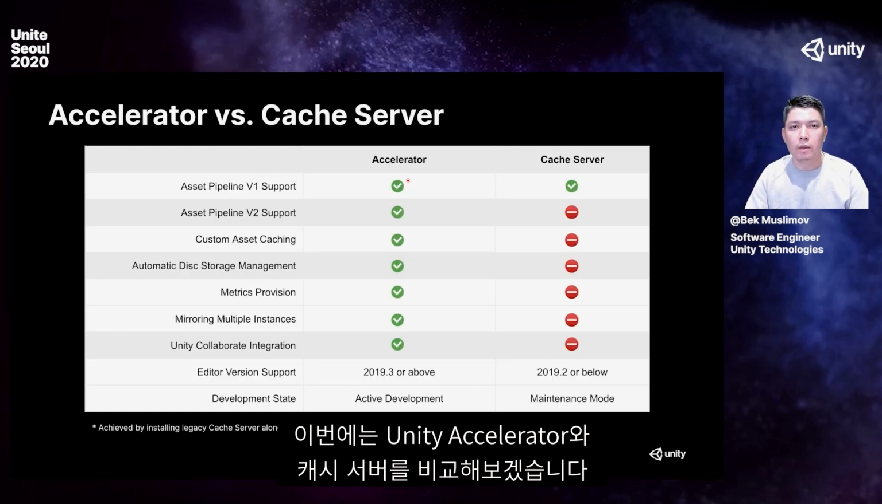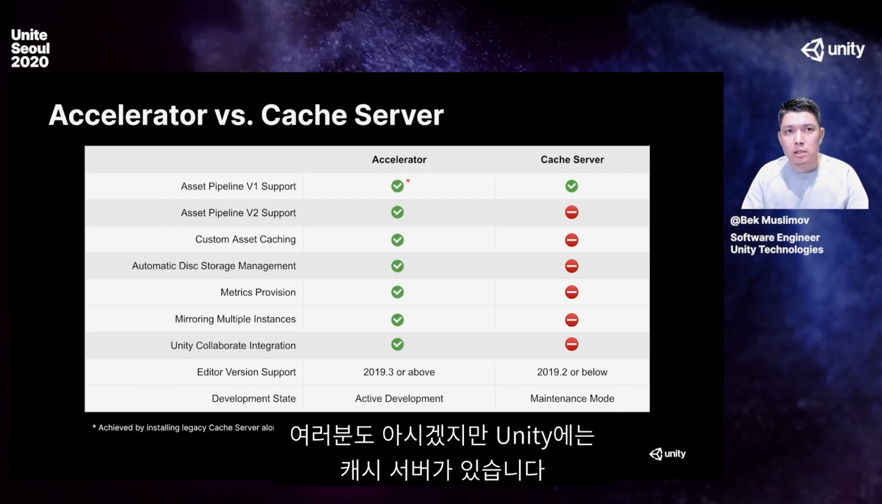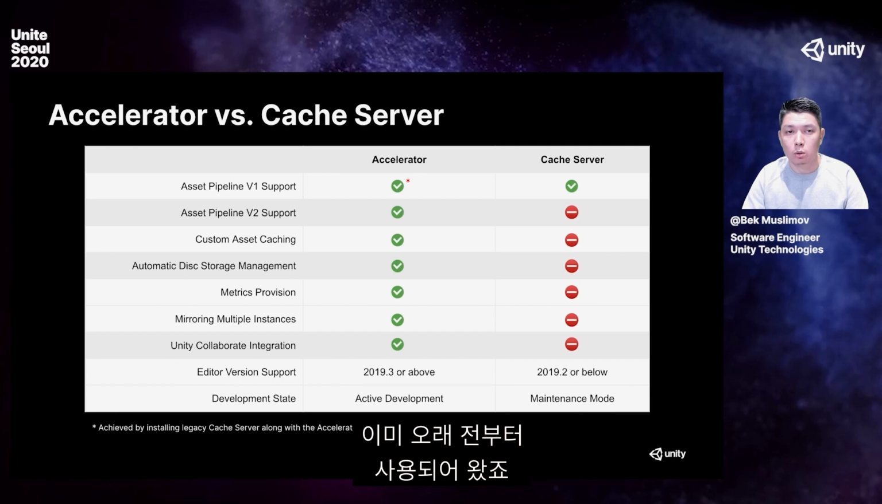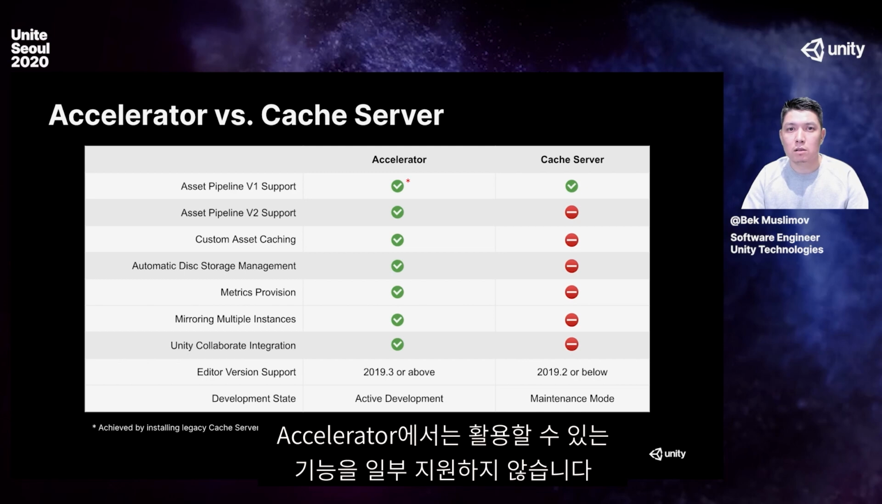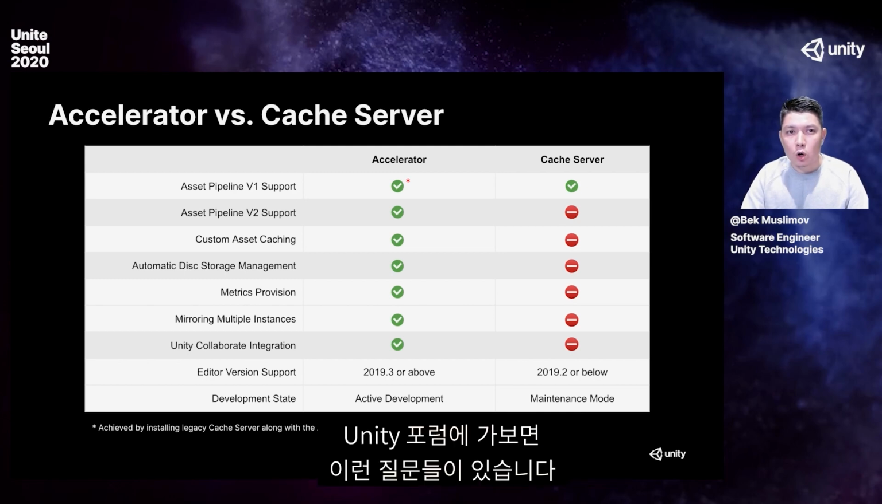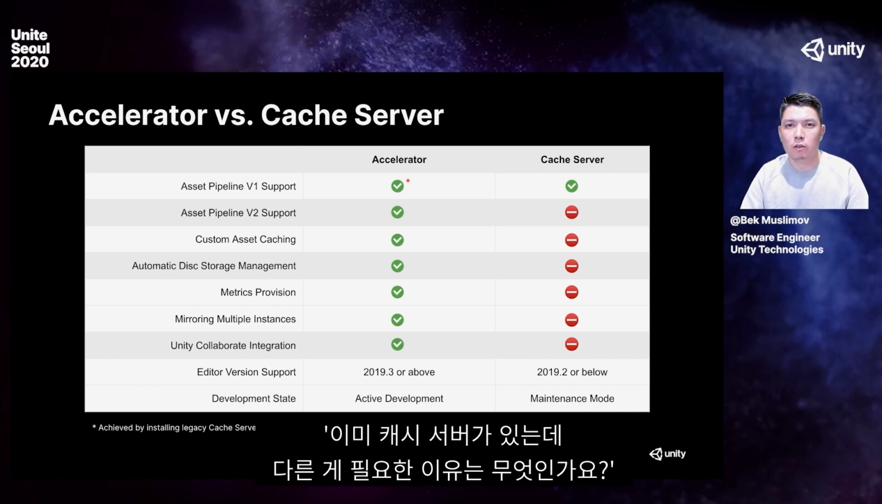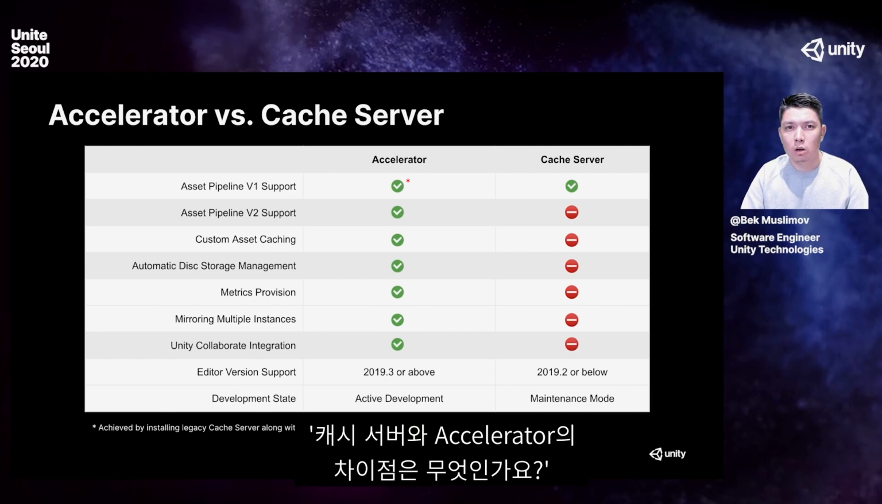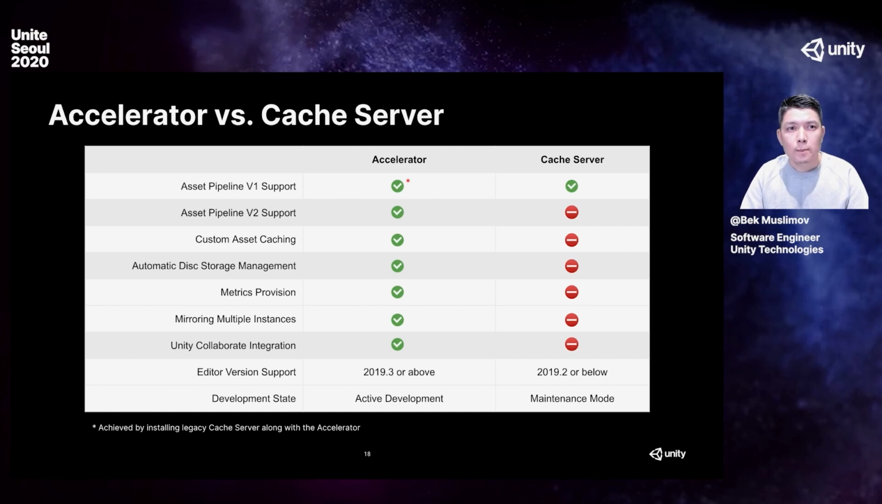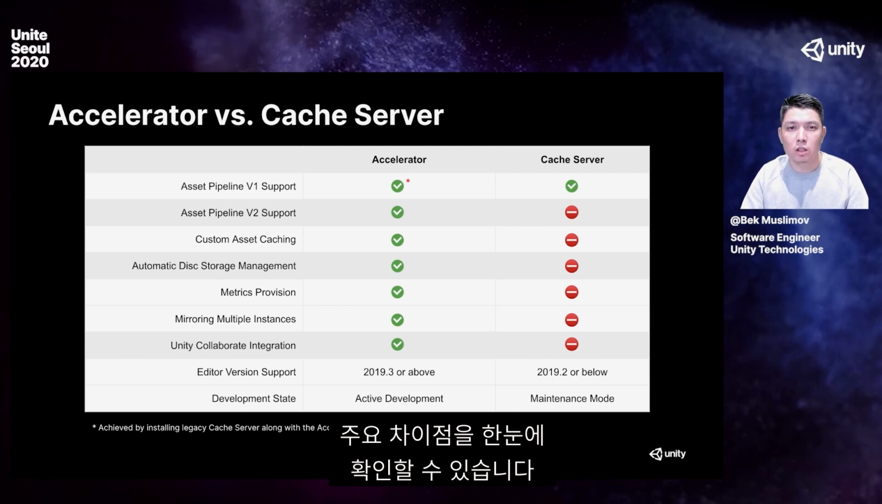Now, let's talk about the Unity Accelerator versus the cache server. As you most probably know, Unity has a cache server which has been around for a while already. It works well, but it lacks some features that the Accelerator supports. If you go to the Unity forums, there are many questions like, you already have a cache server, why do you need another one? Or what's the difference between the cache server and the Accelerator? Well, here you can see the main differences between the Accelerator and the original cache server in one page.